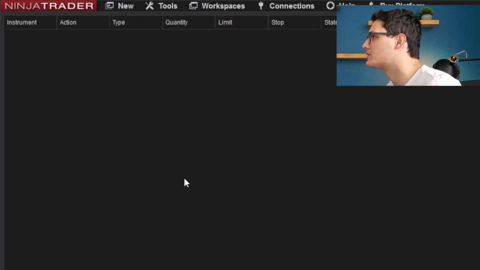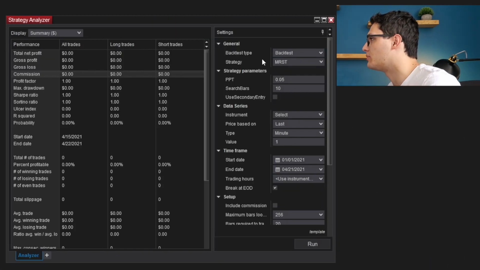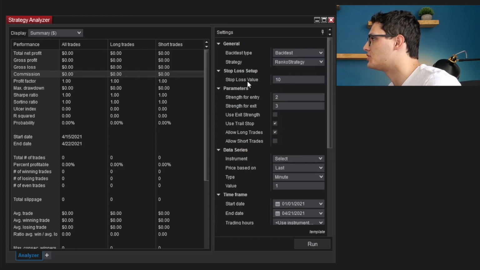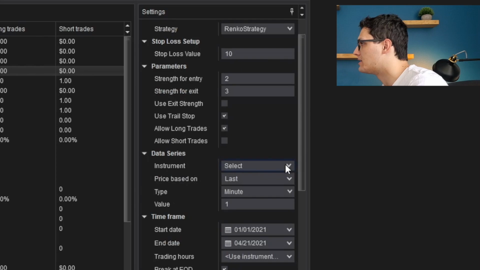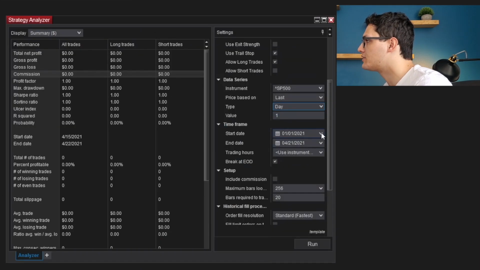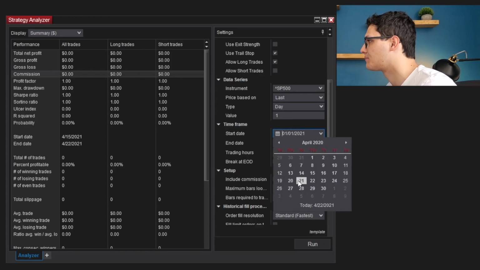So now I can go to the strategy analyzer and I can use some data in here to back test this strategy against historical data, see how well it works. Let's go into the strategy analyzer. In here, I'm going to use a regular back test against the Renko strategy. I think I can leave all of these as defaults. Let me set my data series to the S&P 500 since that's the only data I have. And then let's run this for an entire year.